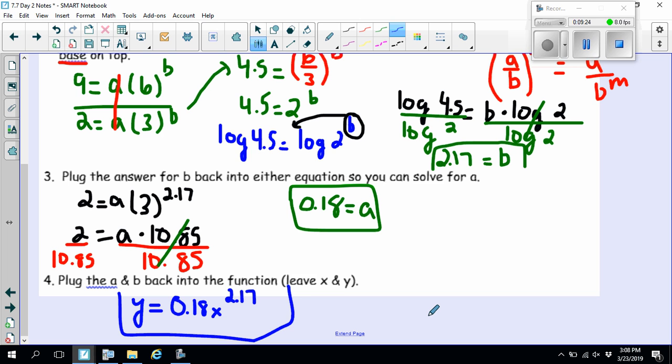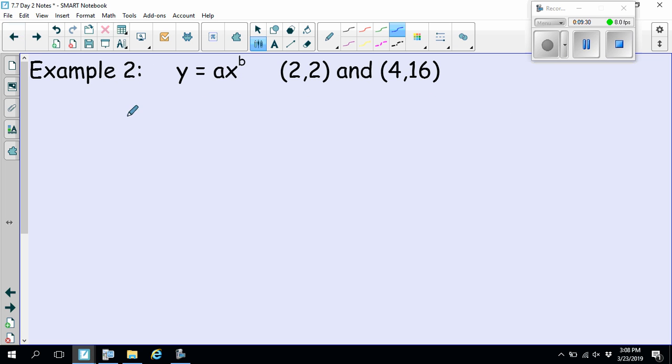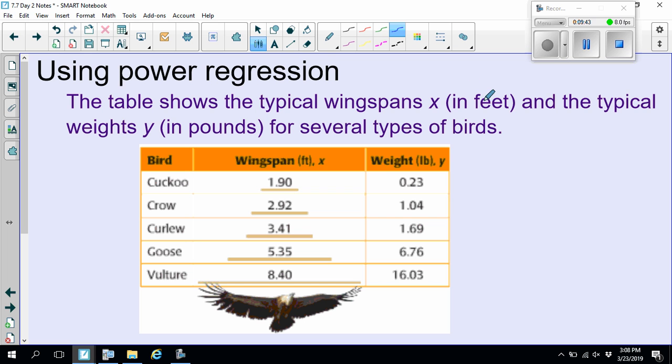Okay, our next thing is to use the regression feature. I'm going to skip this problem, though it's probably in your notes. If you want to, you can try it out. I do have the filled-in notes on Schoology, so you can check to see if you got the correct answer. Okay, so let's now use a power regression.